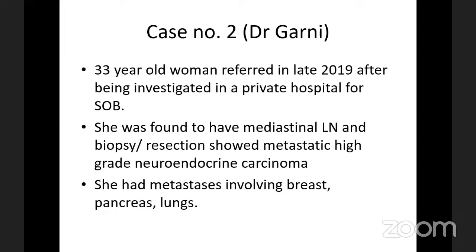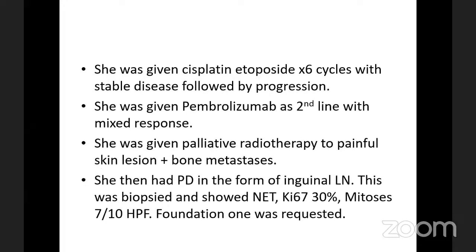She was referred late in 2019 after being investigated in another hospital for shortness of breath. She was found to have lung lesion and mediastinal lymph nodes, and the biopsy at that time revealed high-grade carcinoma, more of a small cell carcinoma with some neuroendocrine feature. She had also metastasis at that time to the breast, pancreas, and lung. So she was treated as a high-grade small cell, high-grade neuroendocrine tumor, and she was given cisplatin etoposide with stability of disease, something that you would expect to see some response in patient with small cell cancer.